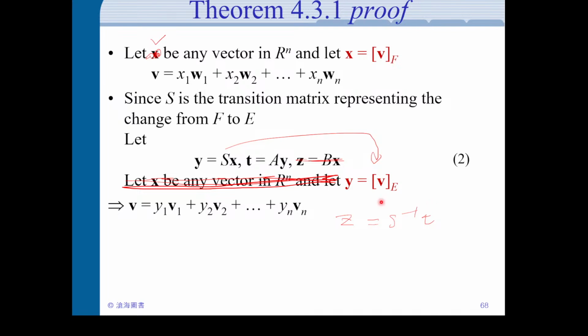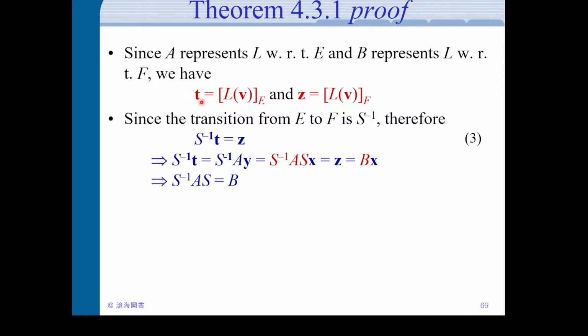And if Z equals S minus 1 T, then T is L of V with respect to E, and then Z will be L of V with respect to F. And then we multiply everything out, then we will see that Z will equal to, okay, so let's change the ordering of all these things.